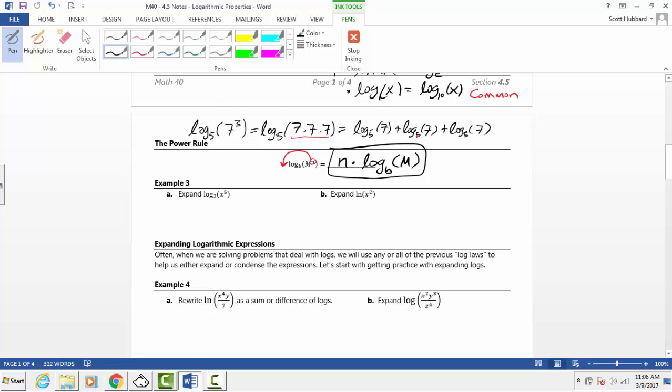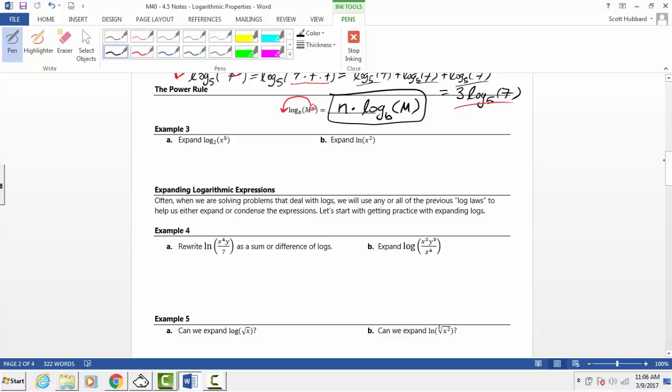How many logs do I have now? Well, I have 1, 2, 3. I have the same amount as the exponent that I had. And so that's why this just becomes 3 times log base 5 of 7, which is exactly what the rule says. The rule says this 3 just comes down in front. And so that's why the rule works. It's pretty cool.